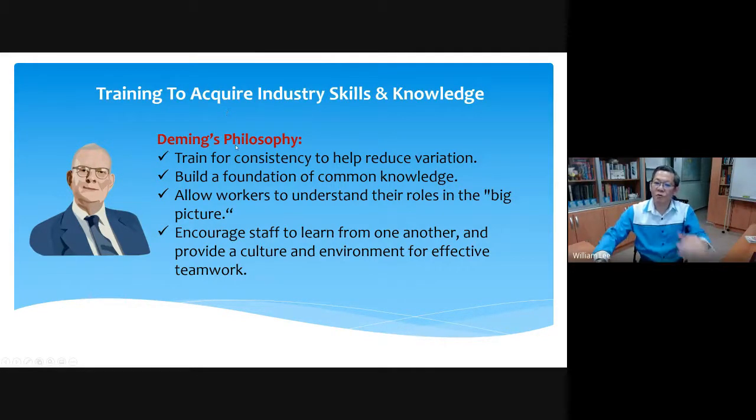concept. And Deming always emphasized training, because he believed training is to achieve consistency, to help reduce variation. And he believed training can build a foundation of common knowledge, and training allows you to understand your role in a bigger picture, especially in a manufacturing environment. So in manufacturing, it's teamwork. You cannot just focus on your own job and your own section. So it must be a big picture. You involve other teams, other variables. So of course, training also encourages staff to learn from one another, to understand others' problems, and gives a culture and environment for effective teamwork.